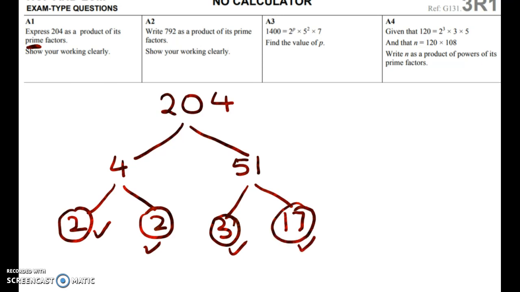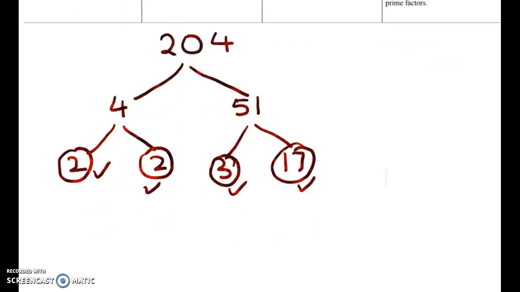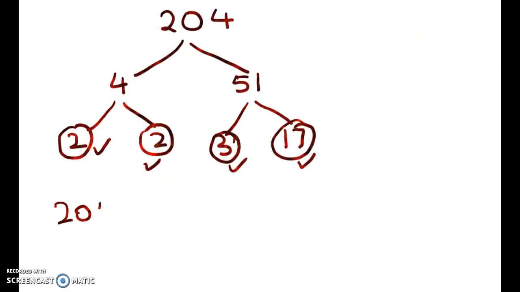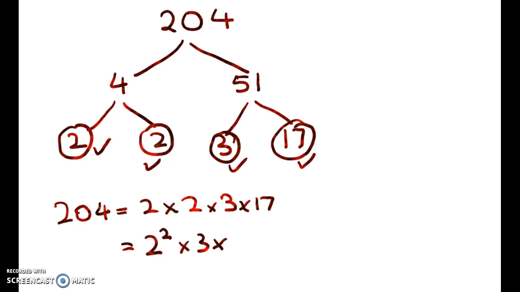But we don't want to leave it like that. We want to write it out nicely as follows. We can write 204 is equal to 2 times 2 times 3 times 17, or we can write it in index form, which is 2 squared times 3 times 17. Right, that's question 1 done.